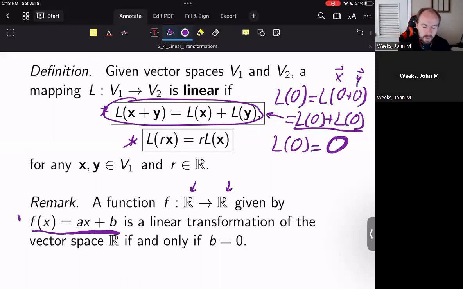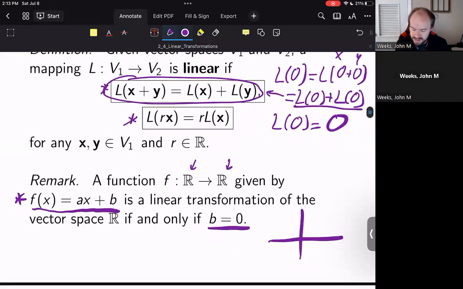The only time that works in a function that describes a line in terms of a function going from R to R is whenever b is equal to 0, when the y-intercept of your line equals 0. What happens when you plug in x equals 0? You need to get that y is 0 as well. So the only linear transformations on this space are going to be lines that go through the origin.